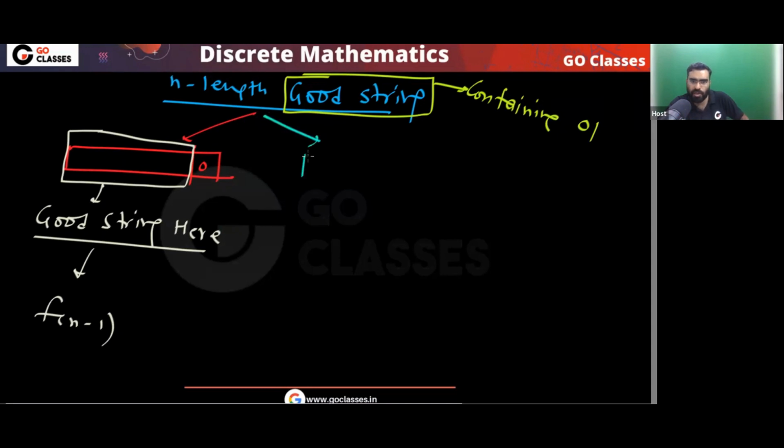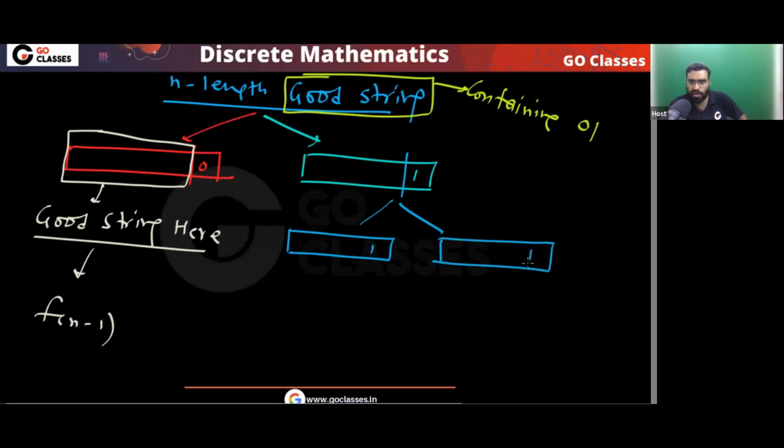Or what you can do? You can end with 1. Now, when you are ending with 1, there will be 2 cases. I am already ending with 1. If I put 0 here, then do I care what is here? I already got 0, 1. So here you can give me anything.